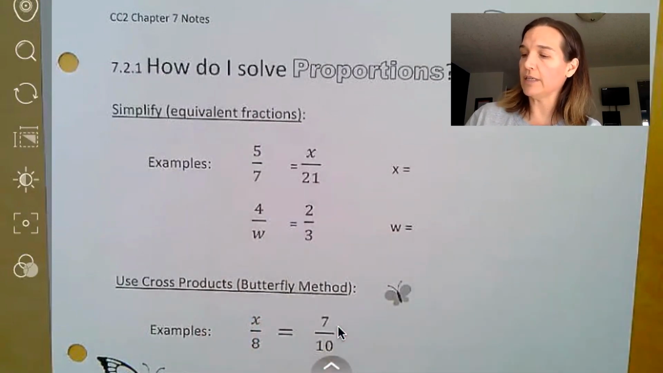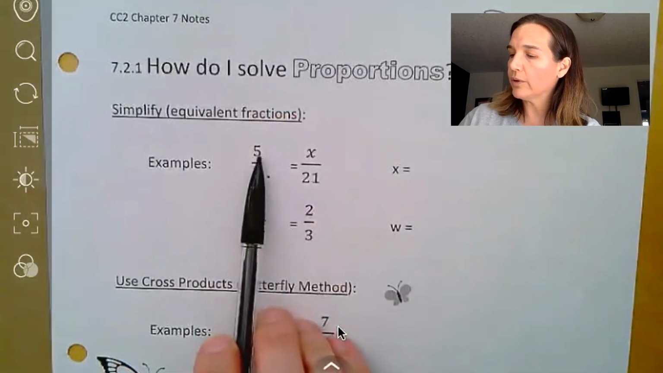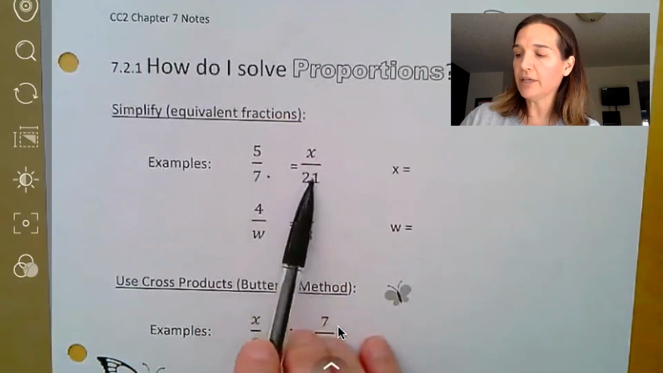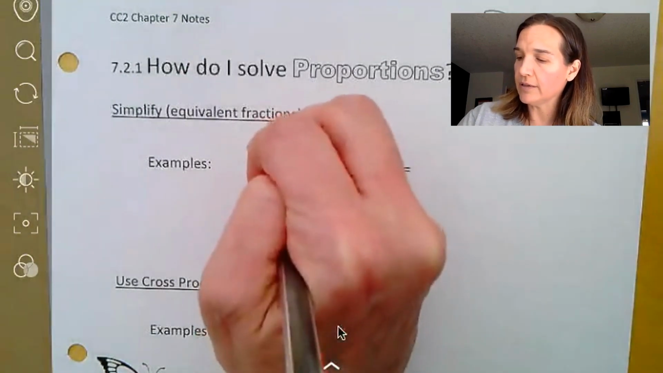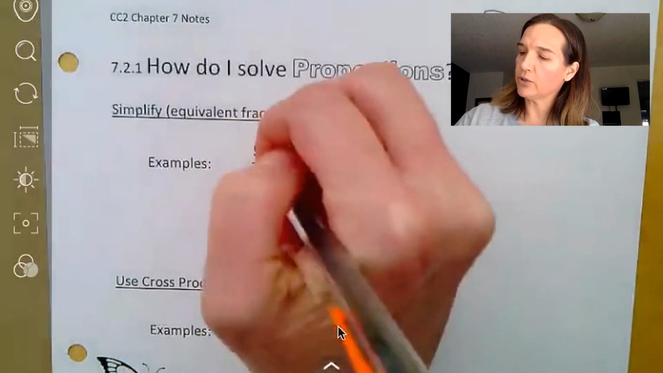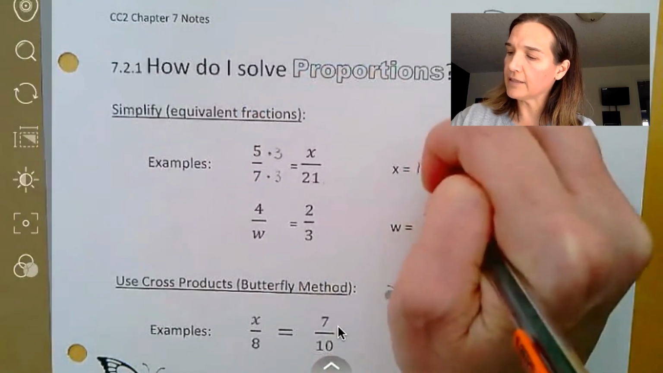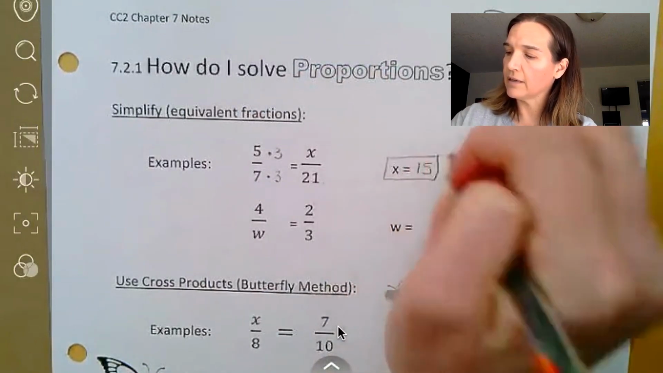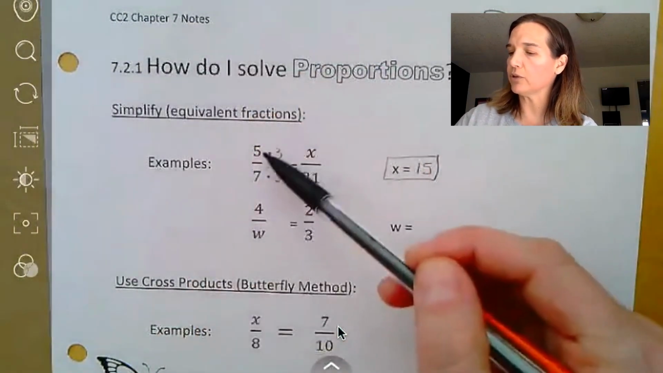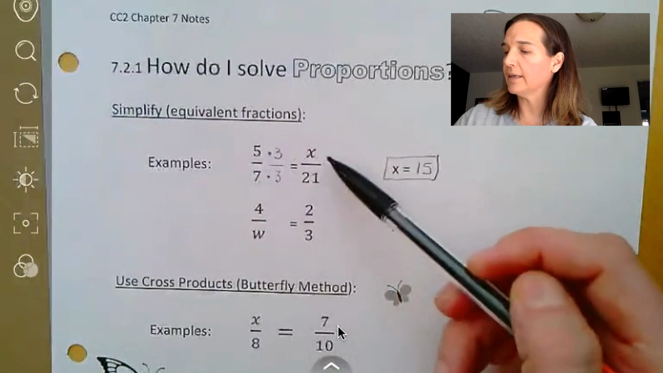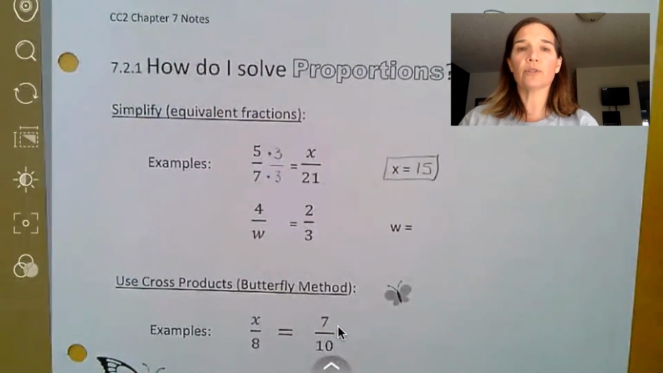Sometimes this is really easy to do and you can see it and it takes no time at all. We want to find out 5/7 is equal to how many 21sts. I can see that if I multiply 7 times 3, I get 21. So if I do the same thing to the top, multiply by 3, I get that x is 15. This is the equivalent of multiplying by 1. 3 over 3 is the same as 1, so we took 5/7 and multiplied it by 1 and got a version equivalent to it.